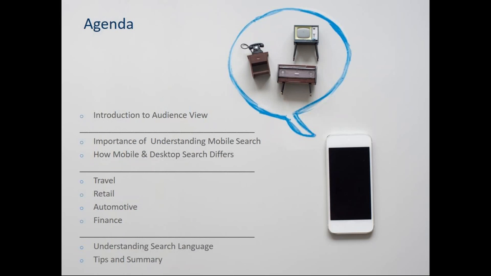We're then going to look at the importance of understanding mobile search, how mobile search and desktop search differ. Then we've selected 4 industries that we're going to have an in-depth look at, so travel, retail, automotive and finance.